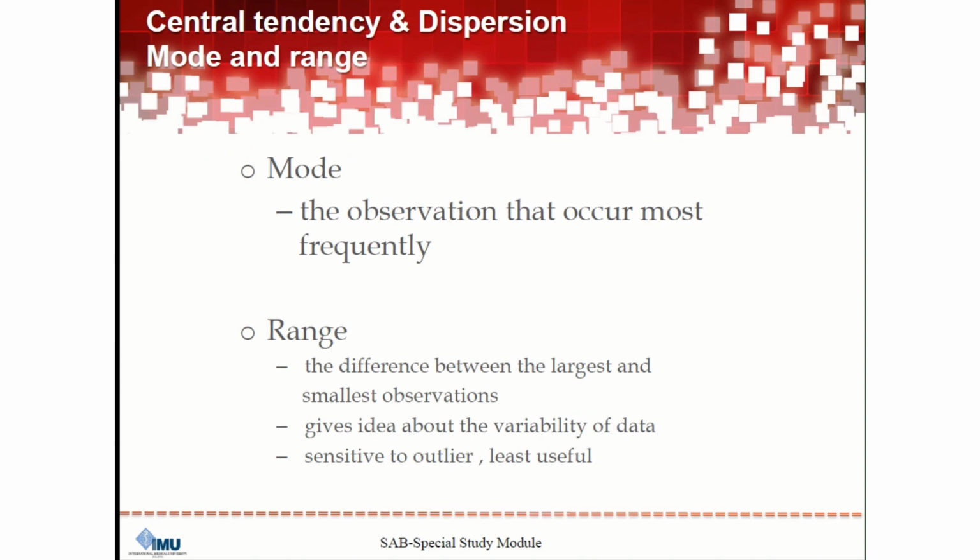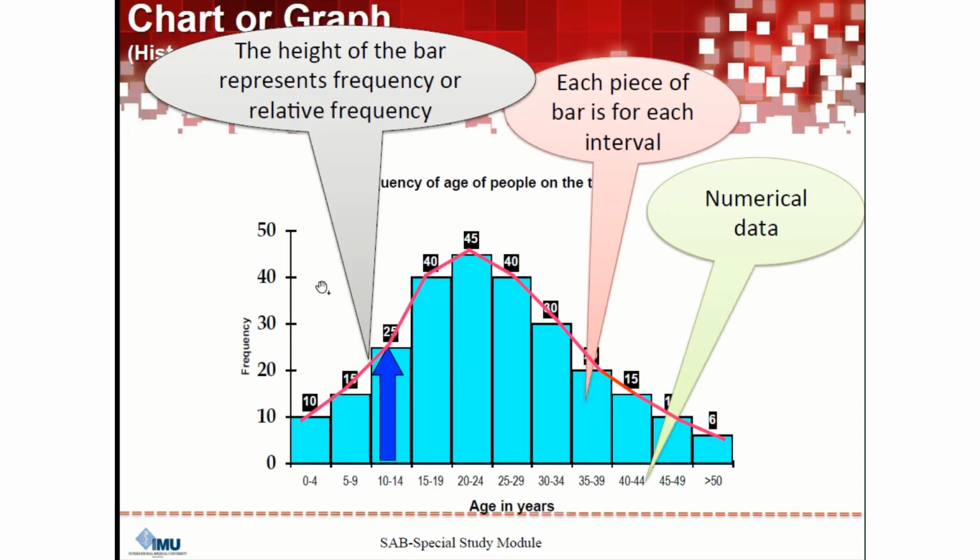Mode, what is mode? The observation that occurs most frequently. The range is the difference between the largest and the smallest observation. So mode is the central tendency and the range is the dispersion, right? They are not so accurate, but sometimes we might have to use mode and range.